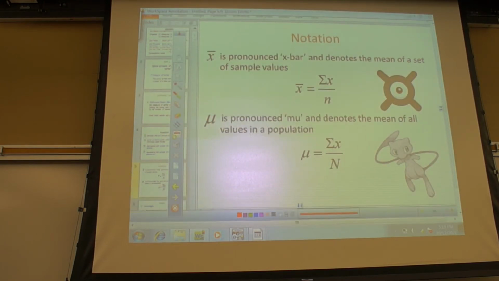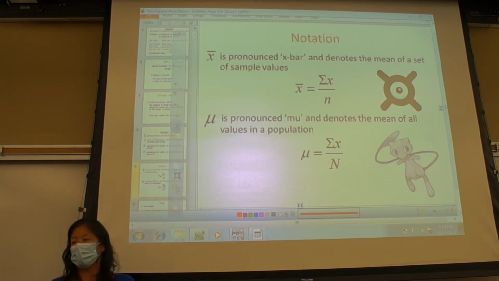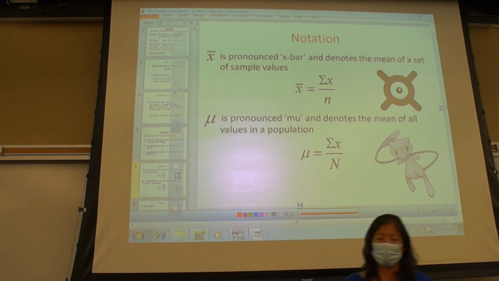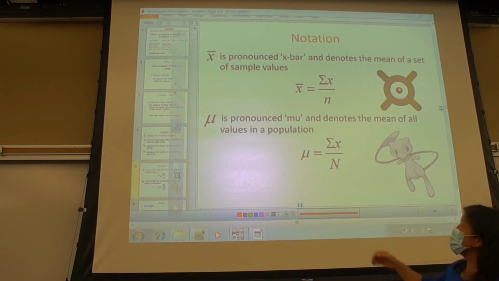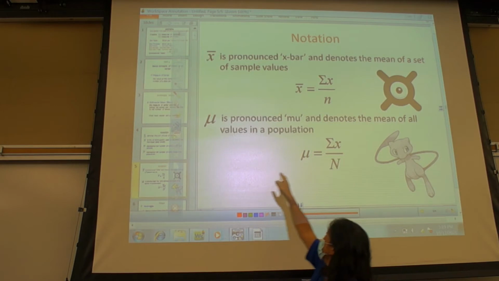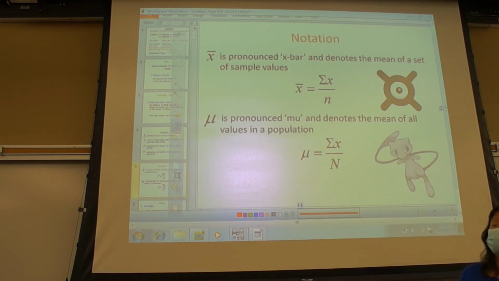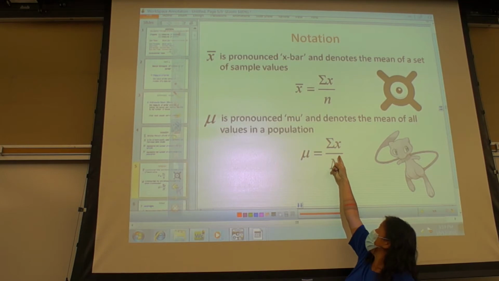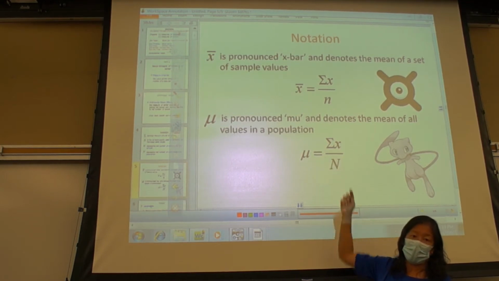And then we have x bar, pronounced x bar. Not that difficult. That's the mean of a set of sample values. So x bar is for a sample, so it's a regular letter, not a Greek letter, whereas mu is for the population. That's a Greek letter. Pronounce mu just like the Pokemon Mew. It's the mean of a whole population. How do you find the mean? You sum up all the x's and divide by n, divide by how many there are.